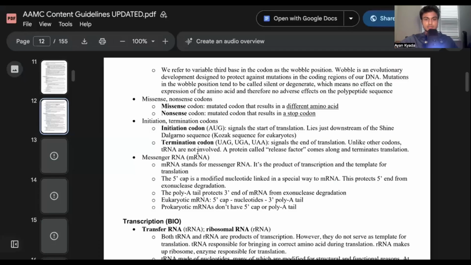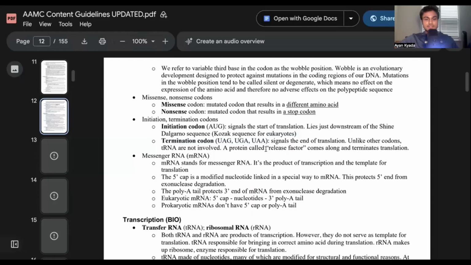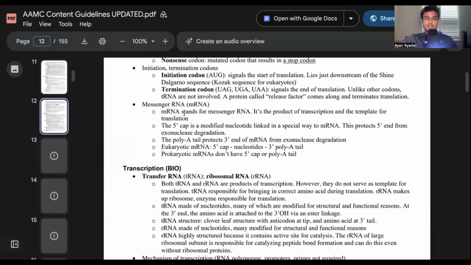And we talked already a little bit about the termination codons. Again, you're responsible for knowing each of the three. And we're not going to get too in-depth into the mechanism right now. We're going to get into it a little later throughout this video. But for now, just to orient yourselves, to give you a basic overview, a protein called release factor comes along and terminates translation. It terminates translation via a hydrolysis reaction. So whenever it encounters one of these three codons, the release factor is going to come in and perform hydrolysis to end translation.